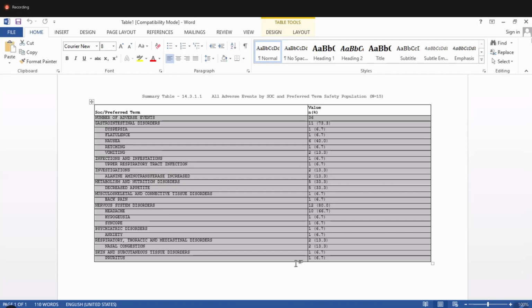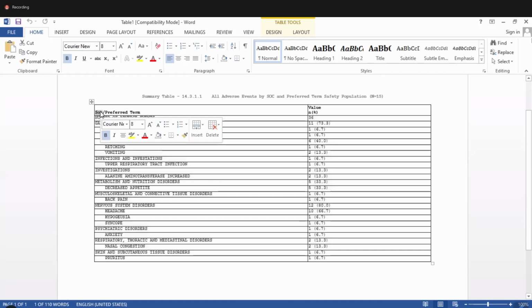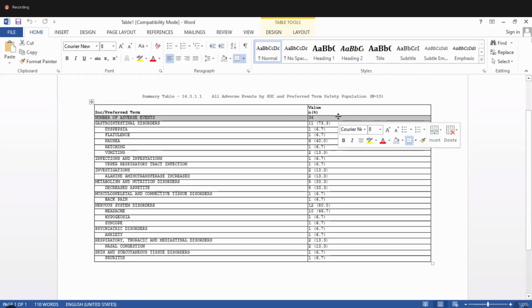So what is this table? What do they want? All adverse events by system organ class and preferred term, safety population. Meaning in the given data, I need all the adverse events by system organ class and preferred term. System organ class is the AEBODSYS variable. Preferred term is the AEDECOD variable. What they want is the number of adverse events. First of all, in your study, how many adverse events are there in total? 36 adverse events. So this is the adverse event count, not a subjects count. How many side effects are there?